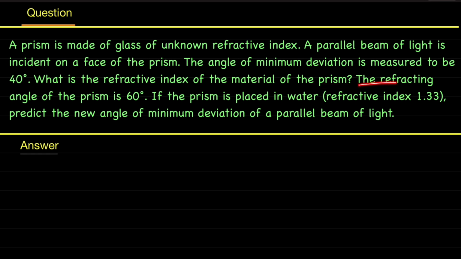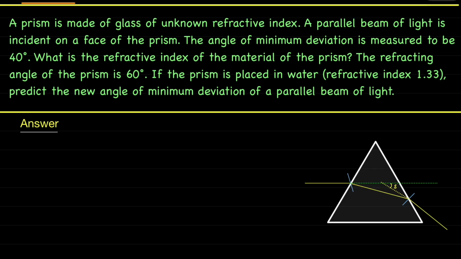And in the question, the refracting angle of the prism is given as 60 degree. Till here we can consider it as the first part of the question. In the second part, if the prism is placed in water whose refractive index is 1.33, predict the new angle of minimum deviation of the parallel beam of light. So let's understand this question with a figure.